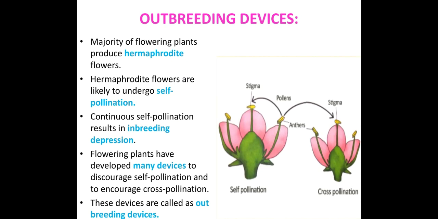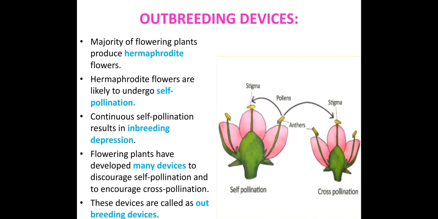Here, the majority of the flowering plants produce hermaphrodite flowers. Angiosperms are called flowering plants, the plants which produce flowers. Among the angiosperms, the majority will produce hermaphrodite flowers. So what are hermaphrodite flowers? These are the flowers having both the stamens and the carpels. A single flower has both the male reproductive part and the female reproductive part. Stamen is the male reproductive part and carpels are the female reproductive part. Such flowers are called hermaphrodite flowers, and the majority of flowering plants will produce this type of flowers.